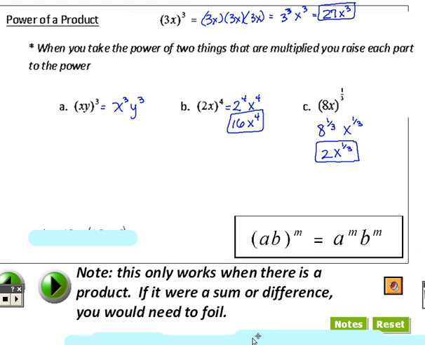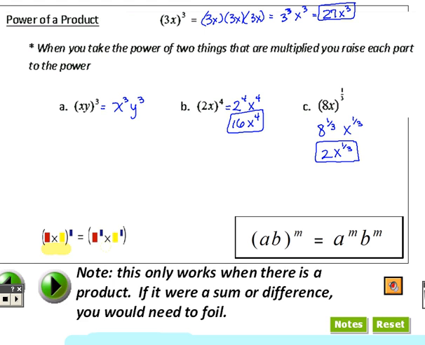All right, so the rule: a product to a power is the same as that power applying to both bases. Now, here's the artistic representation. If we have a product to a power, the power gets applied to each factor as a power. Now, notice right here, this is a multiplication. I have a note down here. Note this only works when there's a product. If it were a sum or a difference, you would need to FOIL, right?